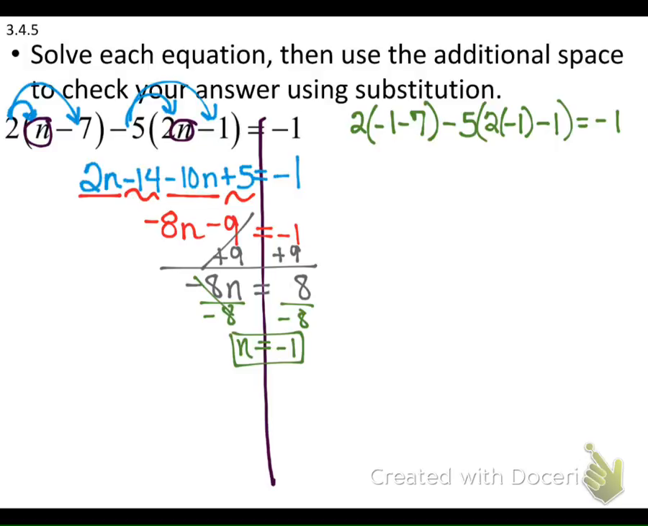All right, let's check to see if we're right. What do I do first here? I work my parentheses. So what's negative 1 minus 7? Negative 8. Then, now we work our other parentheses. So what do we do first in this set of parentheses here? Okay, so what's 2 times negative 1? And then negative 2 minus 1?